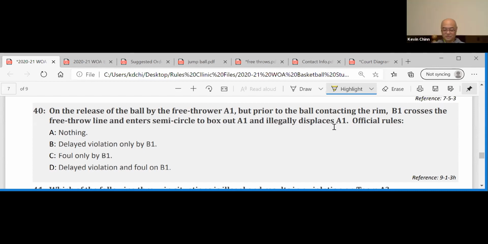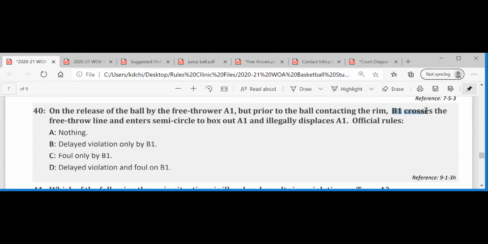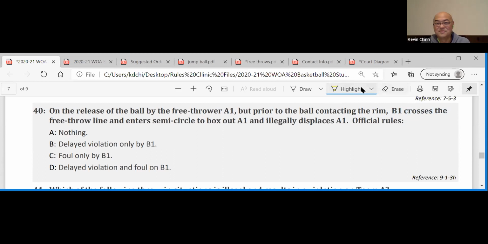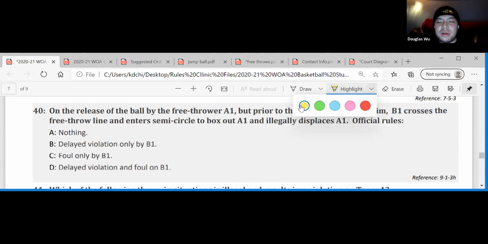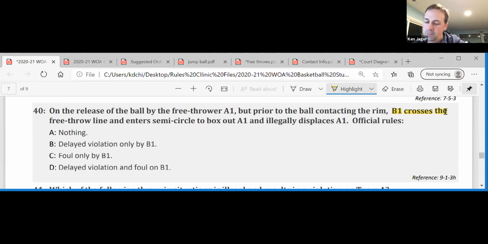Okay. Anybody else? Is anybody awake? So there are two parts to this question. He crosses the free throw lane. Is illegally displacing meaning he's fouling him? Yes. So he crosses the free throw lane and we have a delayed violation, correct? But in addition, he illegally displaces A1. It is D, violation and foul.